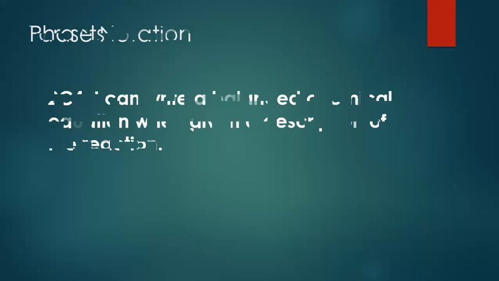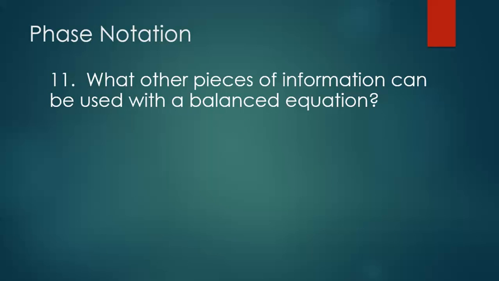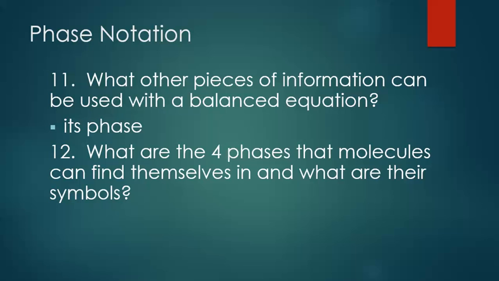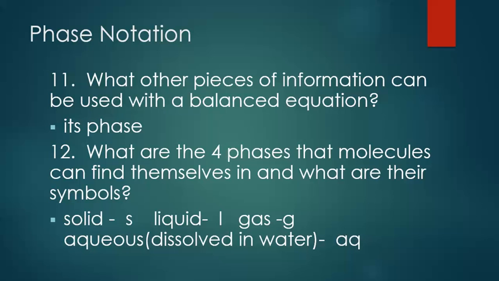Phase notation. All right, so what other pieces of information can be used in a balanced equation? The phase. And I'm not talking about a smiley face and a grumpy face and a constipated face. I am talking about whether something is S for solid, L for liquid, G for gas, or AQ for aqueous. Or I like to call it AC. If it's dissolved in water, if water has picked it apart, then we say that it is aqueous.